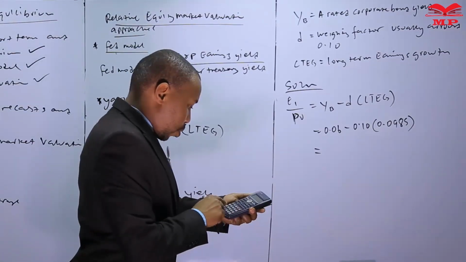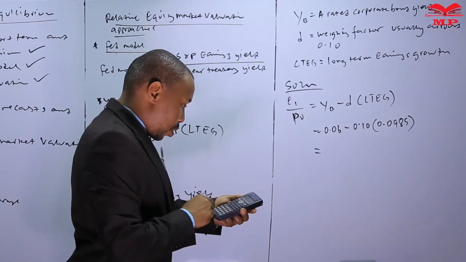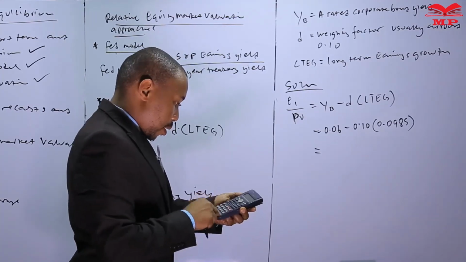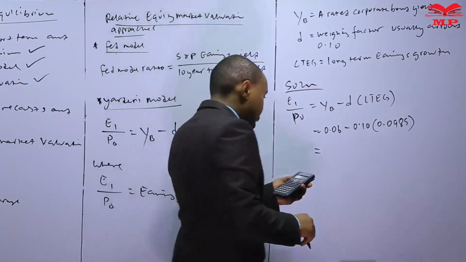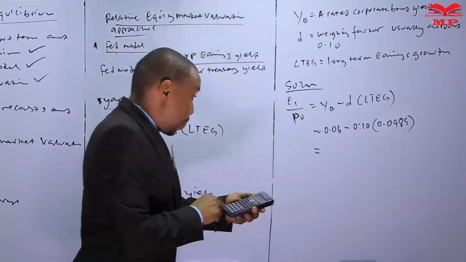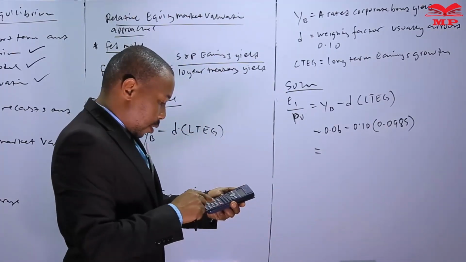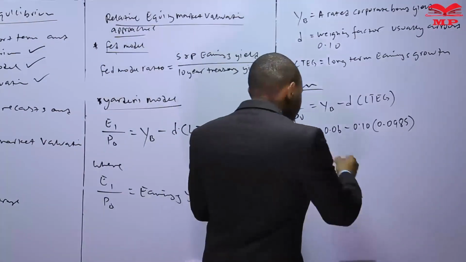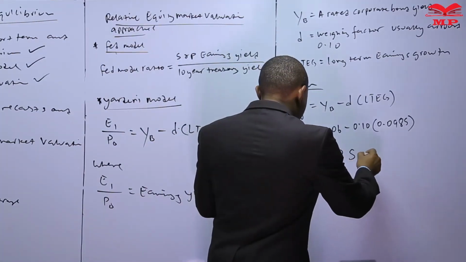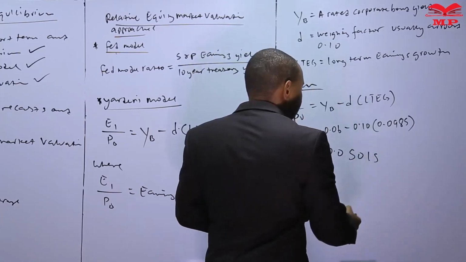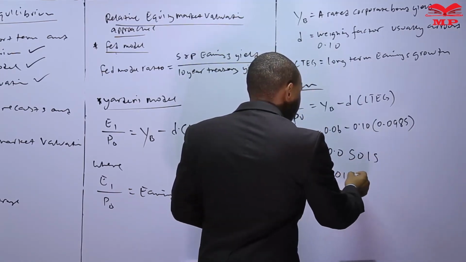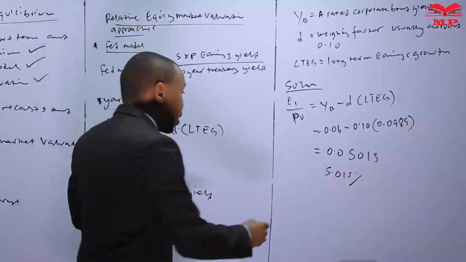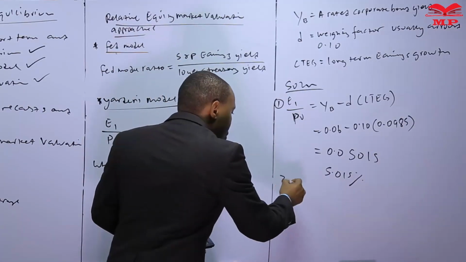So we're saying 0.1 multiplied by 0.0985 is 0.00985. So we get 0.06 minus that answer, which is 0.05015, or 5.015%. That is the long-term earnings yield. That is part one.